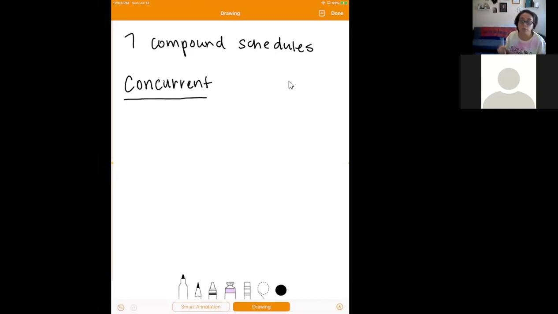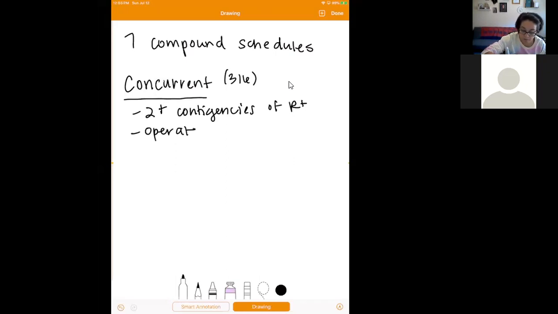This is in chapter 13 of Cooper, and concurrent schedules are on page 316 of Cooper. It says when 2 or more contingencies of reinforcement operate independently and simultaneously.